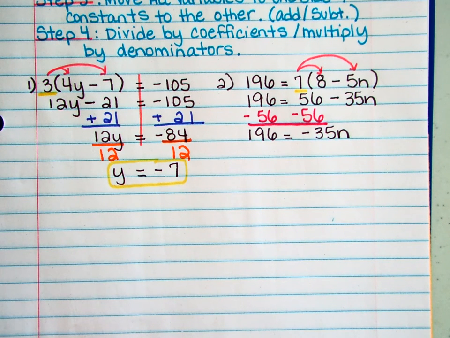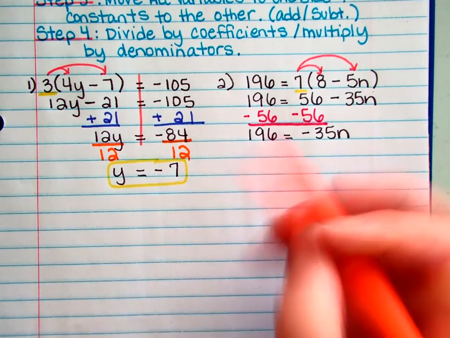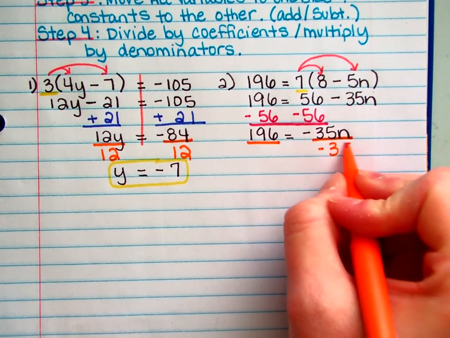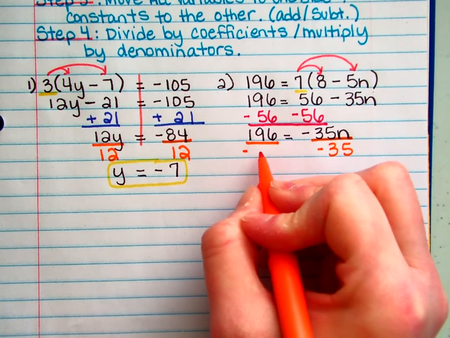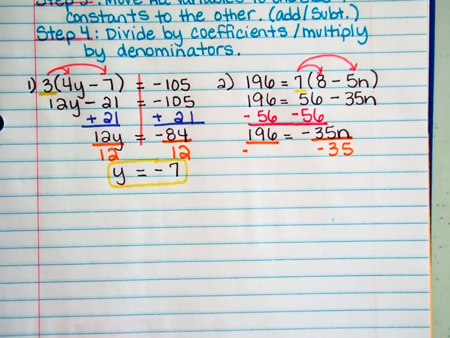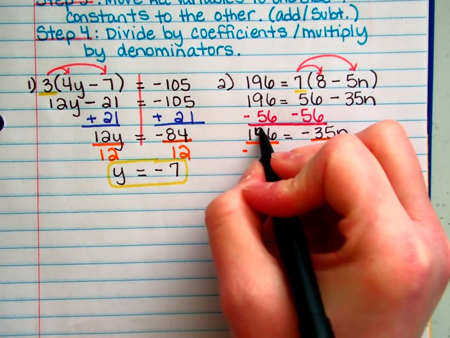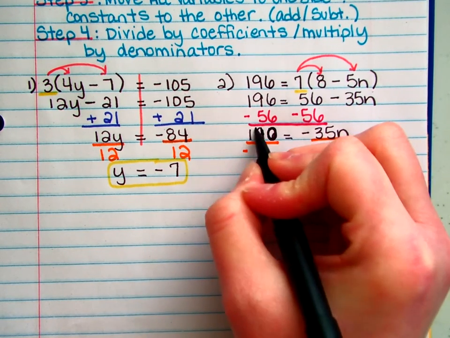Alright, now we need to eliminate our constant of negative 35. So we need to divide both sides by negative 35. And believe it or not, this actually does work out. Did you guys see that? I can't hear you to tell me. I was worried about my poor black pen. This is 140. I knew something was off.